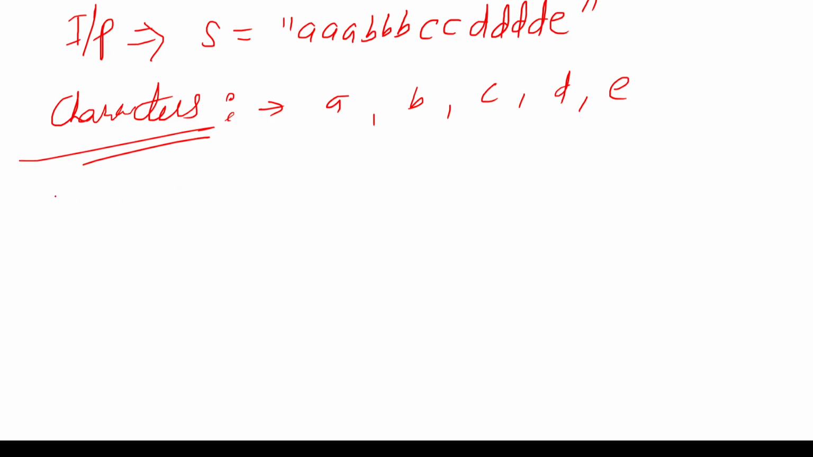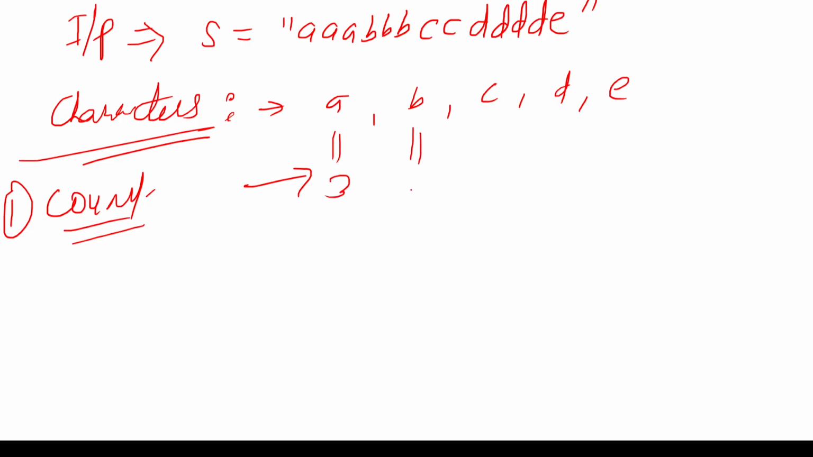So in the very first step, you find the count of each character or each element. A is containing 3 times. B is how many times? 3 times. And C is how many times? We can say 2 times. And D is how many times? 4 times. And E is coming how many times? 1 time. Correct? This is what we have given.